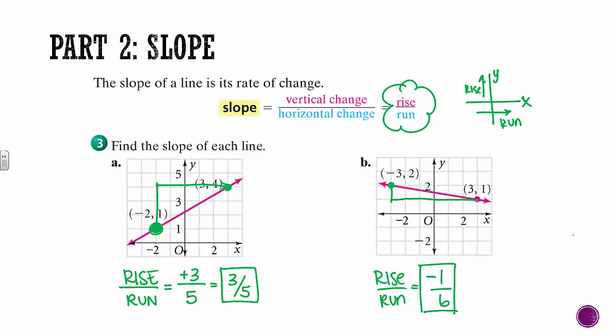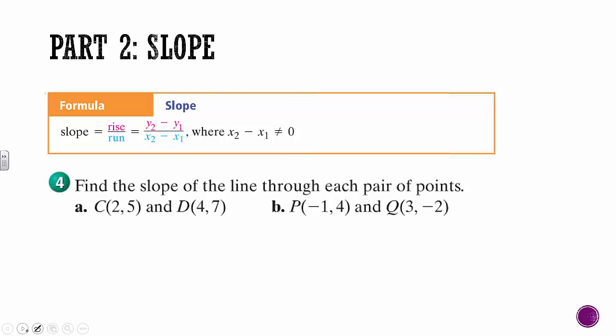Always stop and make sure that makes sense. This line is going up as we move from left to right, so it makes sense that we get a positive number here. This line is going down as we move from left to right, so it makes sense that we have a negative.